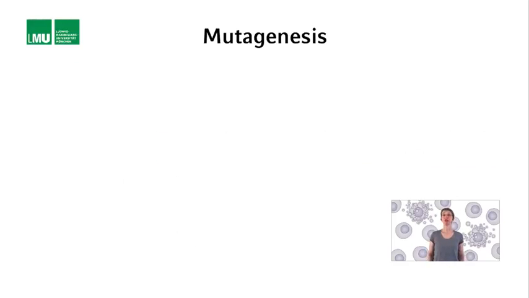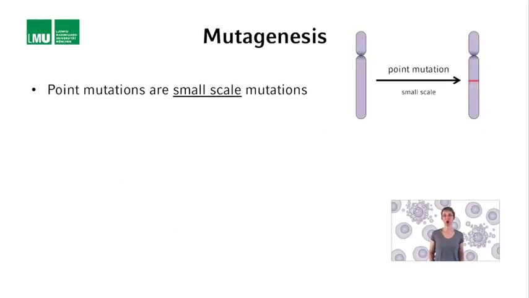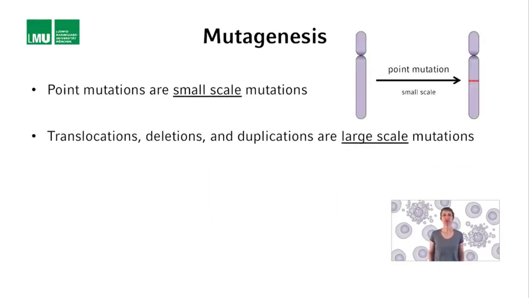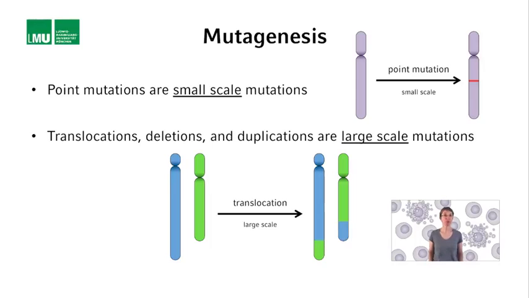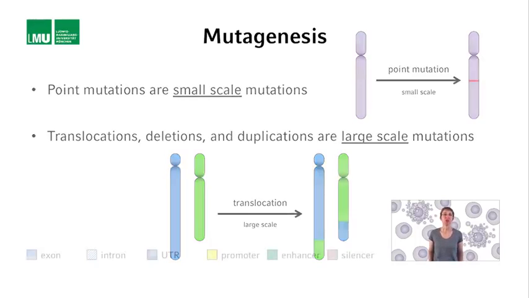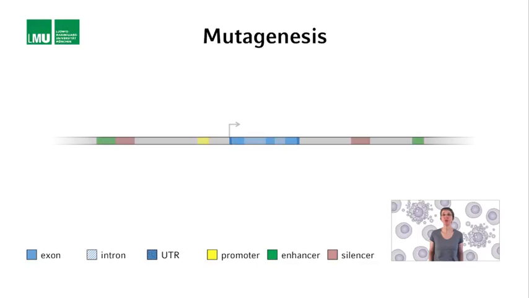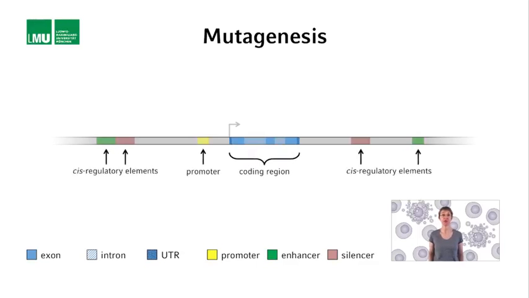Point mutations are small-scale mutations that often affect a single gene. In contrast, large-scale mutations, such as chromosomal translocations, deletions, or duplications, can affect many genes. If a point mutation is in the coding region, the promoter region, or important cis-acting regulatory regions of a gene, it can have a severe effect on the function of that particular gene. What kind of effects can it have?